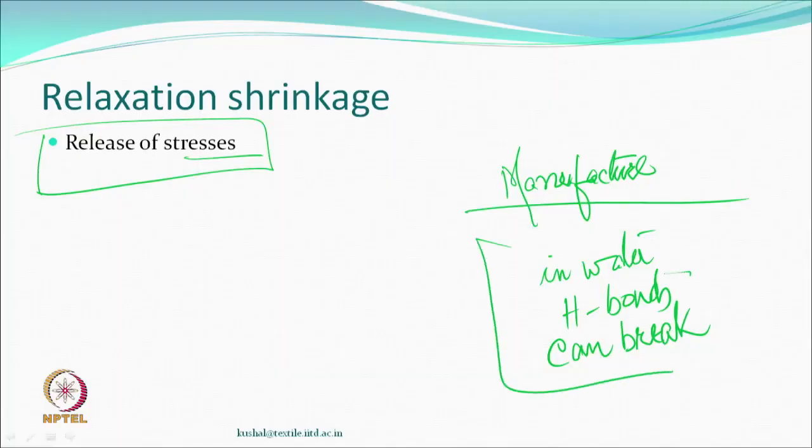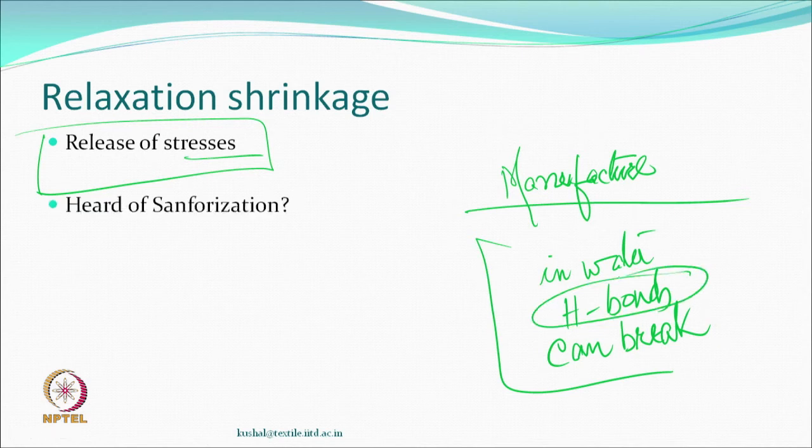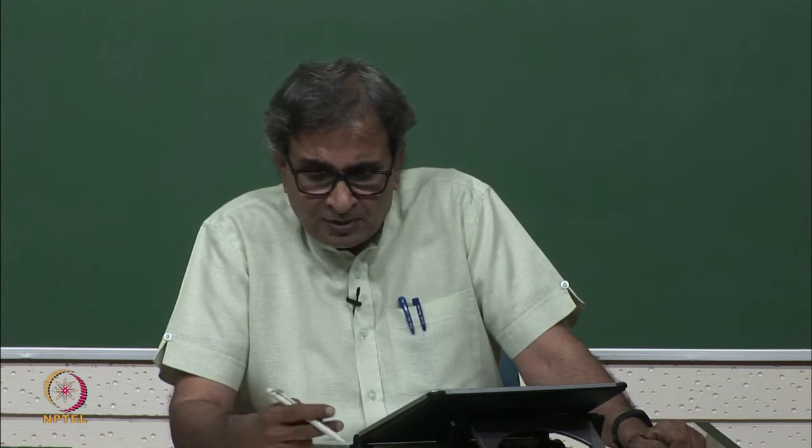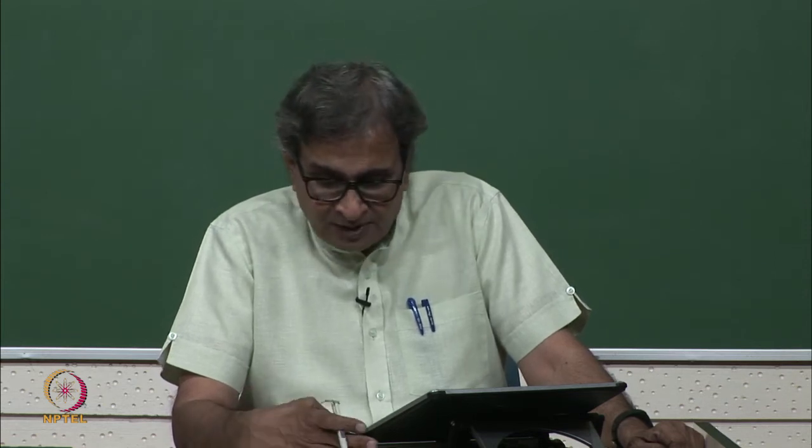So that's one. Almost every textile would go through shrinkage processes whenever there is a stress, and it can be facilitated if something like this happens. Have you heard of sanforization? No? Sanforization is a process or a finish, which we'll talk about later, given to a cotton fabric to ensure it does not shrink further. It's a pre-shrinkage process.